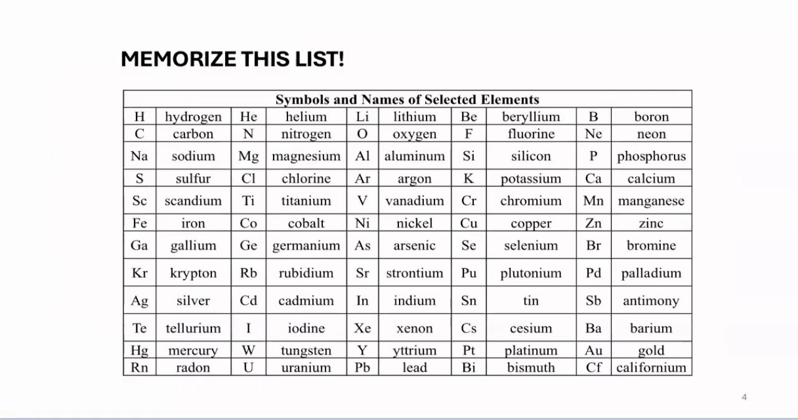While there are 118 elements in existence, in this course, you need to memorize the symbol and name for a selected number of elements. Those are given in slide 4. It is important that you correctly know how to write the symbol, that you correctly know how to write the name, and also remember that spelling of the name is important.